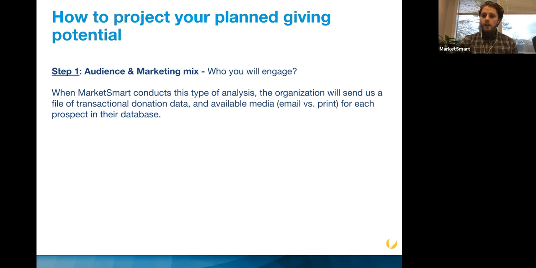What we do is we look at transactional donor data. So we want to see each donation from the organization on file, and for each of those donors, we want to know what media channel is available, email or print. Now, when I say donor, what we need access to is a donor ID, some sort of unique identifier. So you can imagine the data that you want to be looking at is all donations from your database with some sort of unique identifier, like a donor ID. And then we also want to know what channels are available. Is there an email on file? Yes or no. Is there a mailing address on file?